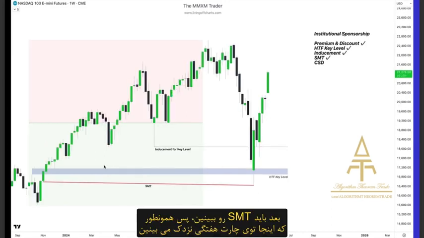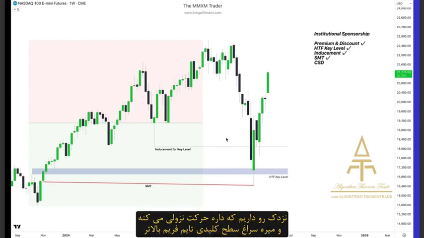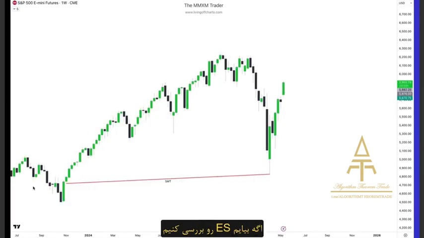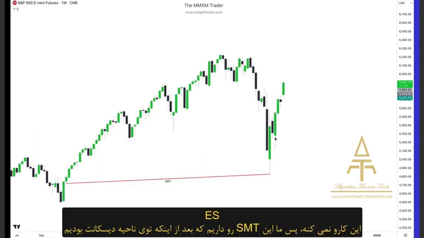You then want to see SMT. So as you can see here on the NASDAQ weekly chart, we have the NASDAQ trading down into the higher time frame key level, and down below this low into a small weekly fair value gap here with the order block as well. If we have a look at ES, it fails to do so.